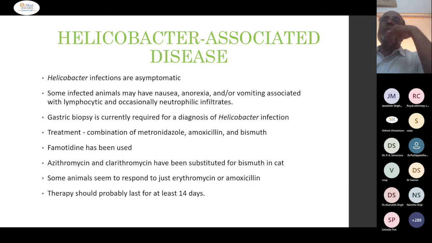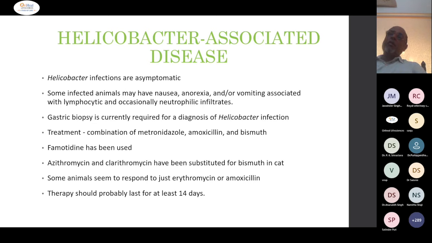Of course, gastric biopsy is currently required for diagnosis of Helicobacter, where you can actually see the infection, or there is the urease reduction test, where you take a biopsy and put it in a urease medium, and it changes in color to red. That is indicative of a positive urease reduction test. That can be done. It's also available in most human labs. So Helicobacter can be definitively diagnosed with their help.